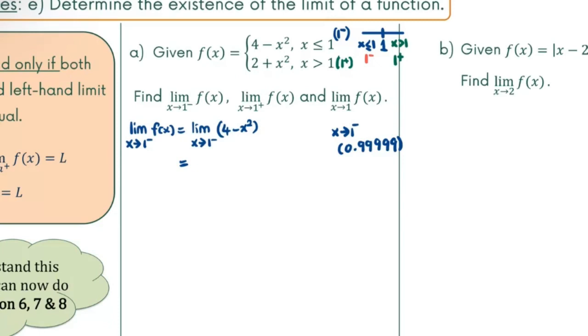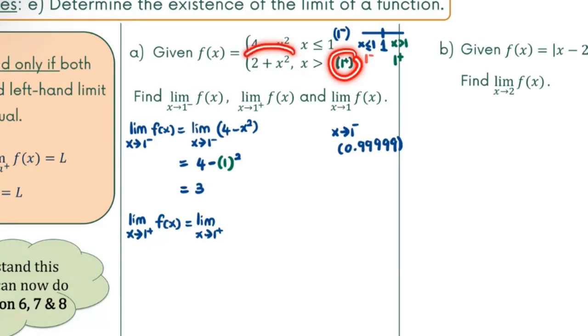So takkanlah kita nak masukkan 0.99 dalam jalan kerja kan. So kita hanya directly gantikan 1 sahaja. So kita gantikan 4 tolak 1 squared. So 4 tolak 1 dapatlah 3. Okay, so this will be the value from the left. Now, limit of x approaching 1 from the right of our function.